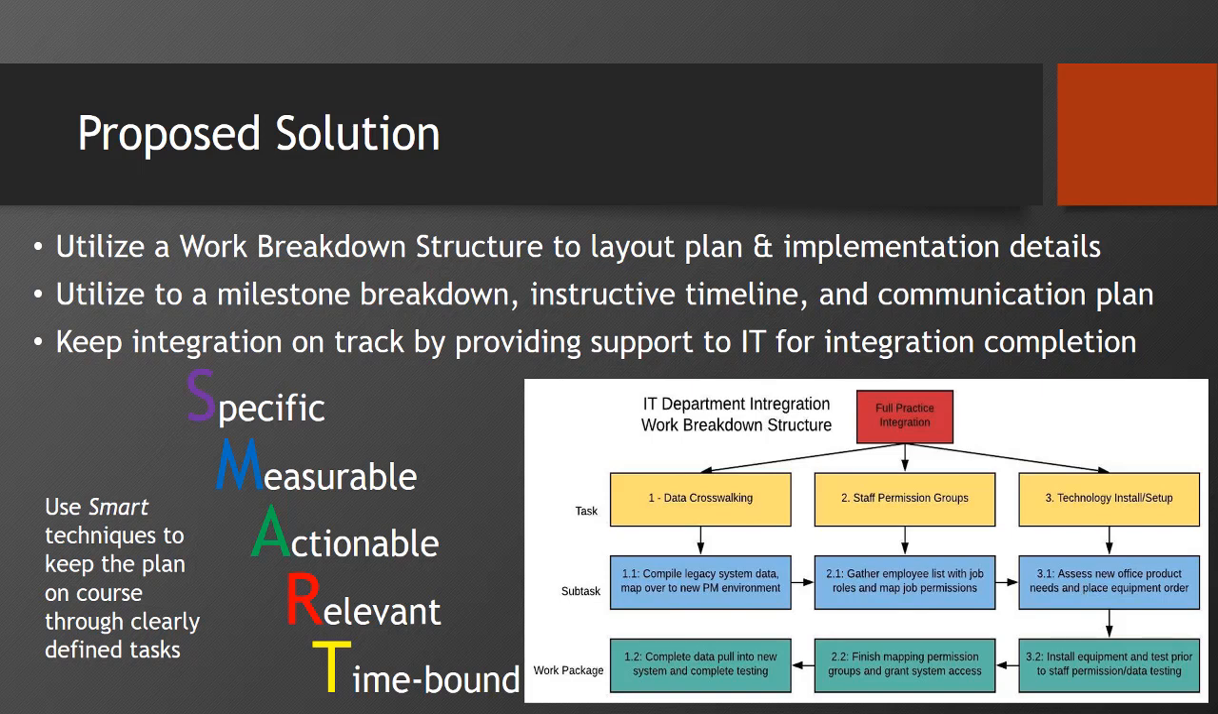Next, we will gather a list of job roles and map job permissions from the employees so we can get them put in the correct environment. And we also need to assess the new product needs of the building and the environment that they're going to be in. In the work package section, we are also going to make sure that the installation of the equipment happens, the mapped permissions are actually granted to them and they have access, and the complete data pull into the new system has been tested and completed before the integration and go live occurs.